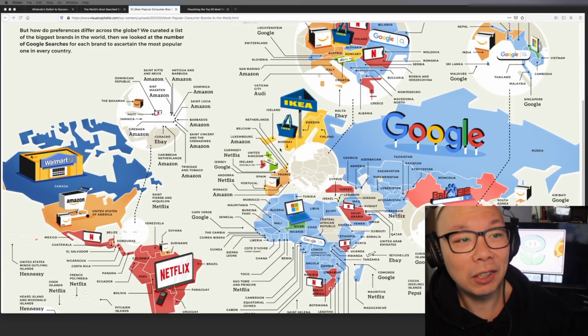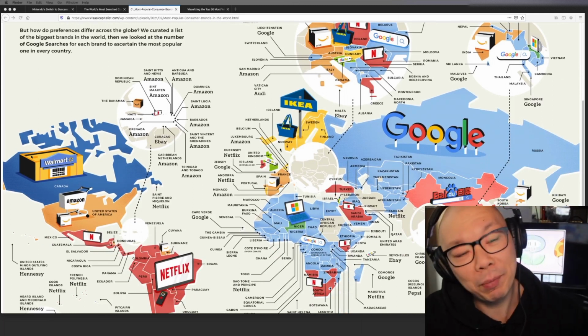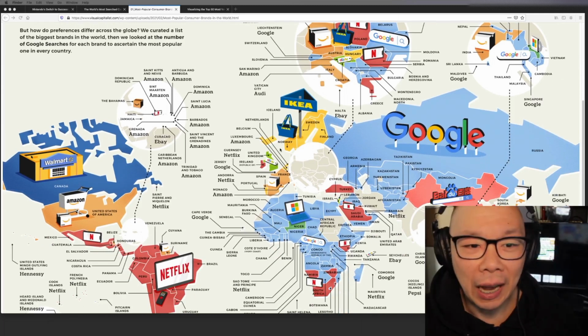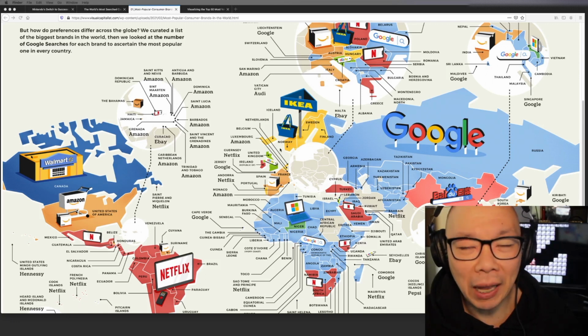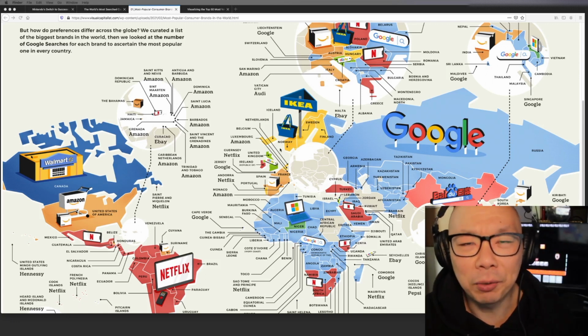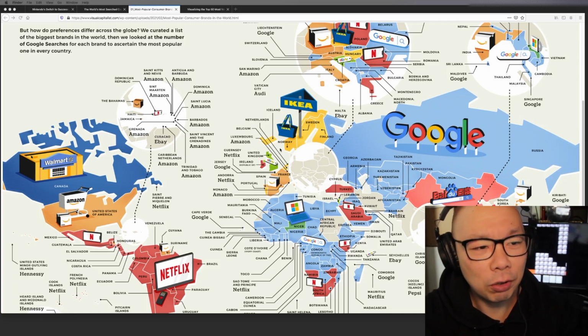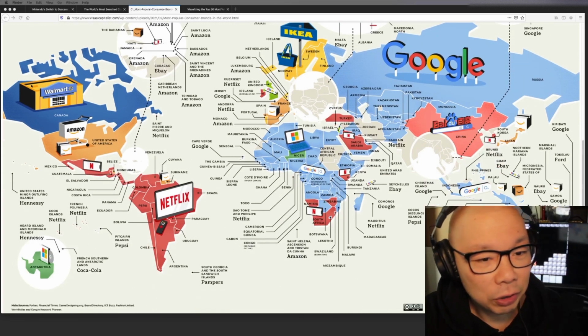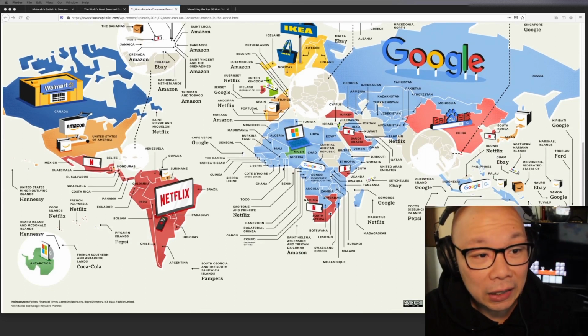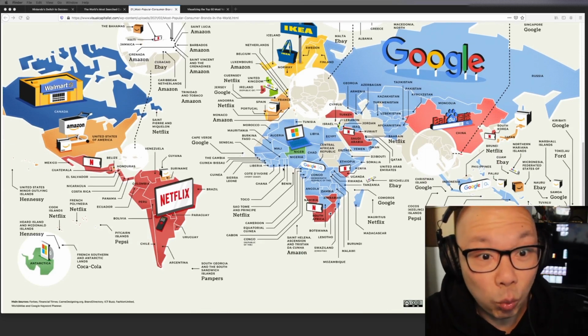Alright guys, so check this out. Look at this. It's like the whole world map. Unfortunately, we don't have anything out of space or on any other planets that have any statistics of what's going on over there. But for the most part, we have the United States and Asia and Europe and a lot of South American countries and these little islands that actually have defined what's popular there.